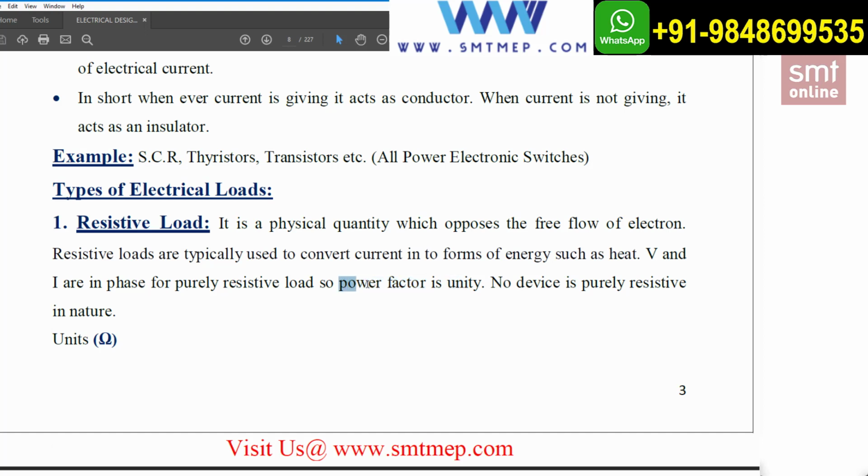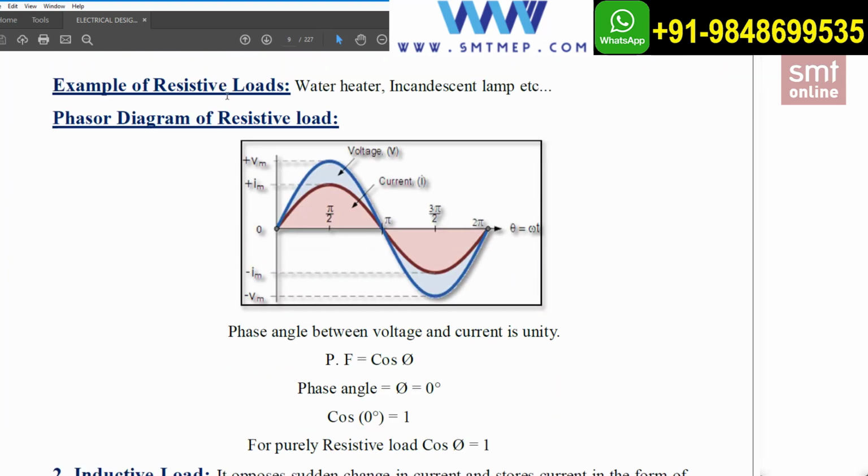For a purely resistive load the power factor is unity. In short, I can say power factor is nothing but efficiency. Hopefully electrical people can understand this very easily, but for people from other departments, assume that power factor is the efficiency of any system. Right now in the market, no device is purely resistive in nature, because every device nowadays has some inductive component. So we are not getting 100% pure resistance. The unit for resistance is ohms, and this symbol is for ohms.